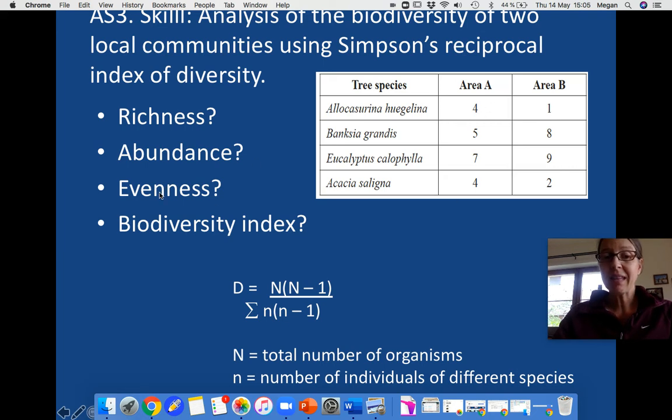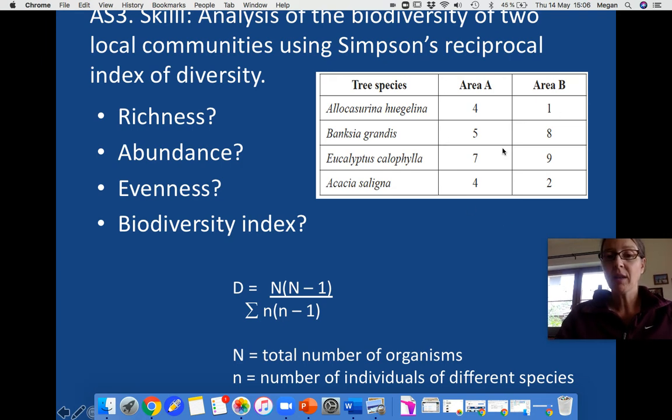So in looking at the evenness, area A tends to be a little bit more even than area B, because area B has 9 of the eucalyptus and only 1 of this one. So it's like 9 and 8 and then a little bit, where these guys are a little bit all closer to more of a median number for their populations. So area A and B have the same richness, the same abundance, however, their evenness is slightly different, where area A has a greater evenness than area B.